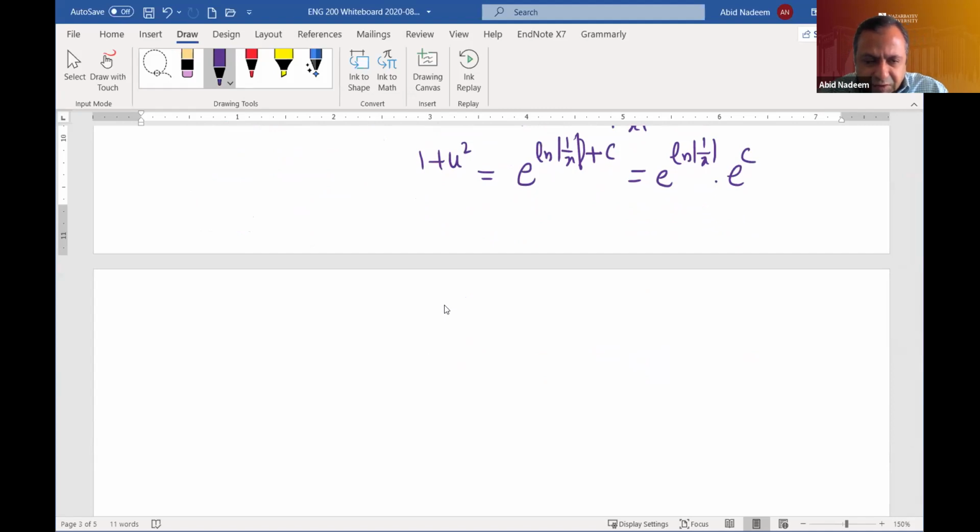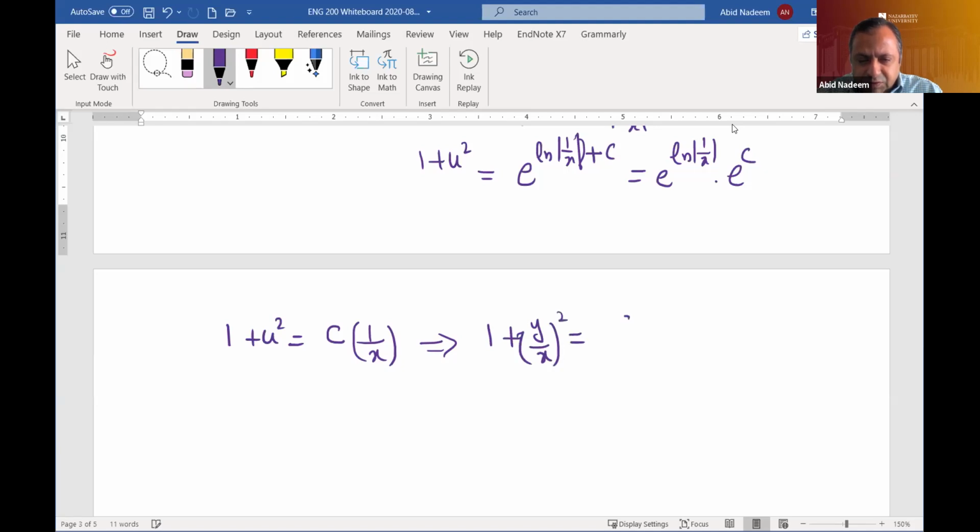On the right, we can write it like this: 1 plus u square is equal to e power c, which is another constant, c. And now you can see that e power log of 1 over x is basically, e and log are cancelled out. So this is only 1 over x. And now we also need to input the value of u over here. So u is equal to y over x.